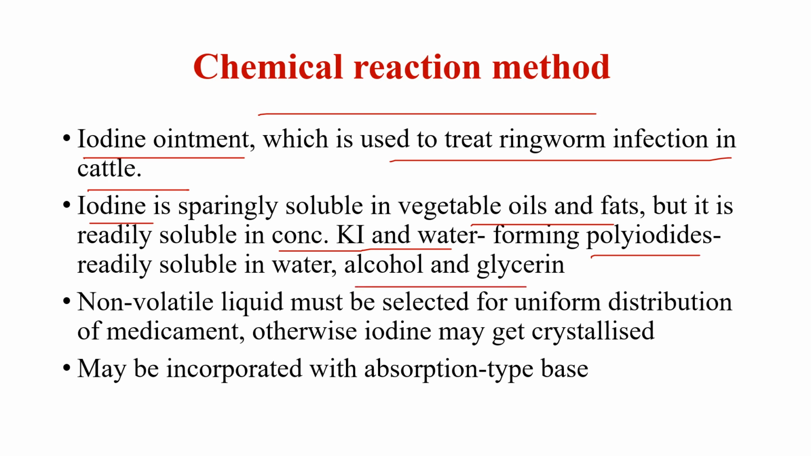Now you can also take this iodine, potassium iodide with water, and add a certain amount of alcohol and glycerin, these two non-volatile liquids. They must be selected for uniform distribution of the medicament, otherwise your iodine crystals will crystallize. Then later you incorporate your total iodine, potassium iodide containing water, alcohol, glycerin, all these things, into absorption type bases.